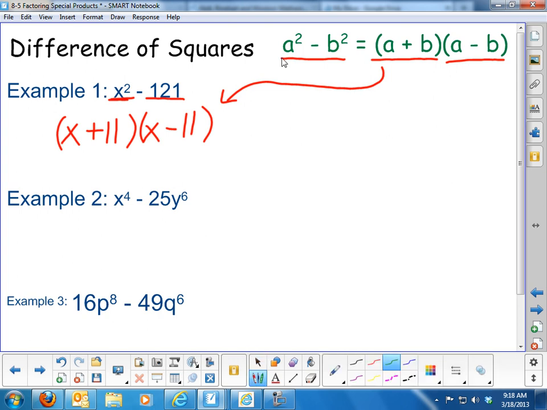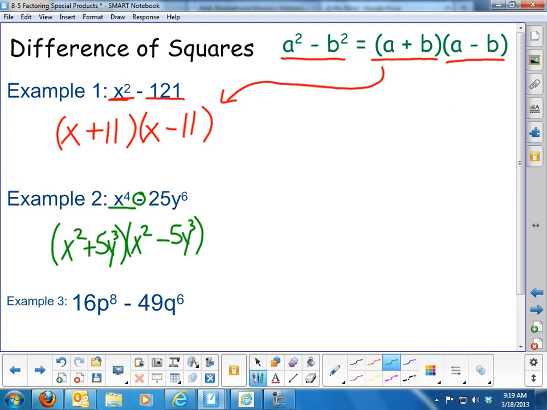Is x to the fourth a perfect square? Well, I know that that is x squared and x squared. I see my minus sign here, so I know that one's going to be plus and one's going to be minus. And now I'm thinking, can 25y to the sixth be factored? Is it a perfect square? Well, 25 is 5 times 5, so I know that that's right. And to get y to the sixth, that's y to the third times y to the third. So it factors out to x squared plus 5y cubed and x squared minus 5y cubed.